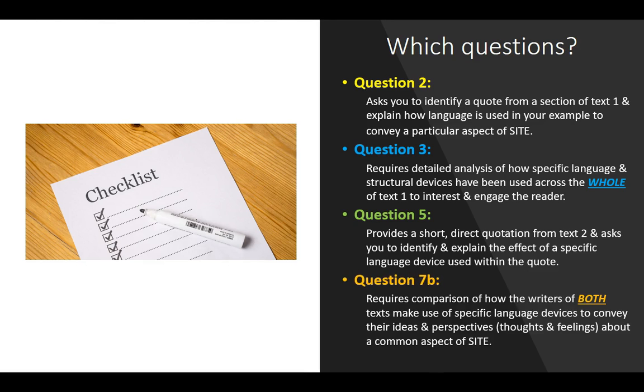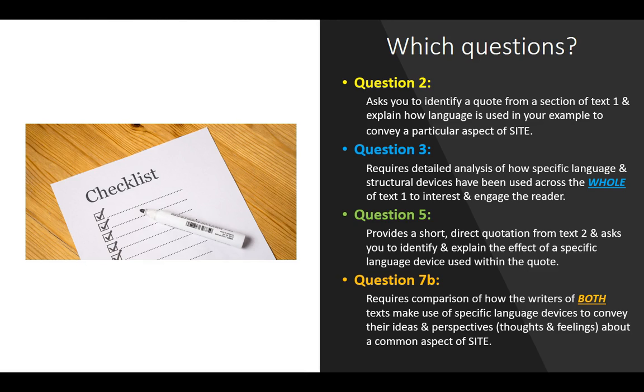The final question, which requires the explanation of effects, is question 7b. This is the longer of the comparison questions, and it is asking you to compare both of the texts and make comments about how specific language devices are being used in those texts to show the readers how those two writers think and feel about a common aspect of sight. So remember, you're comparing the presentation of maybe an event or a theme or an idea or a particular subject, and you have to write about how those two writers think similarly and differently about that particular topic, about the focus for those texts.